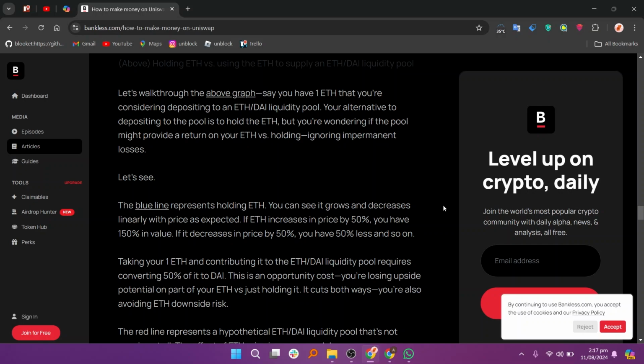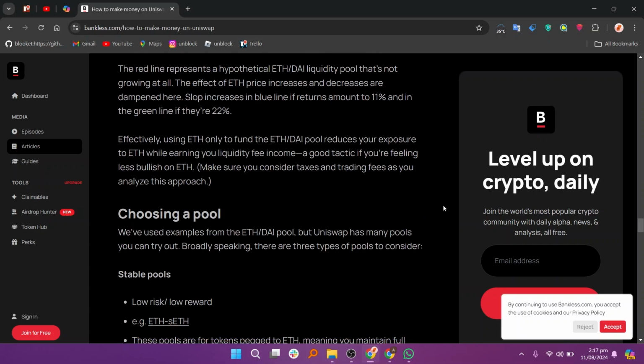Taking your one ETH and contributing it to the ETH and DAI liquidity pool requires converting 50% of it to DAI. This is an opportunity cost. You're losing upside potential on part of your ETH versus just holding it. There is risk in a peg collapse, and historically, these pools do not generate a great deal in fees.